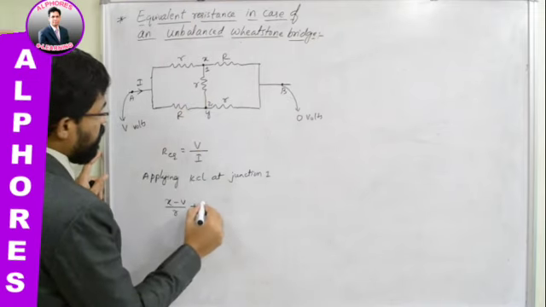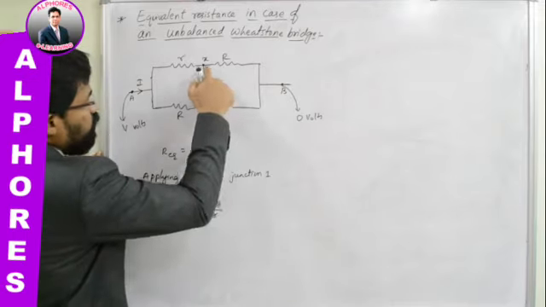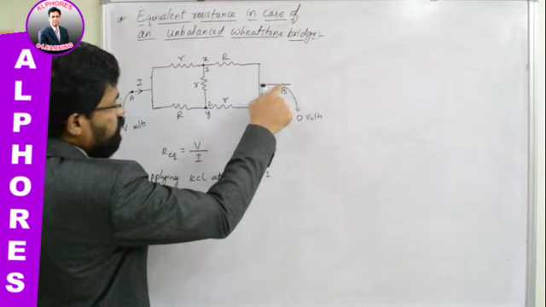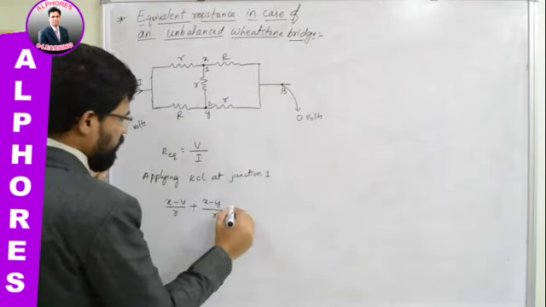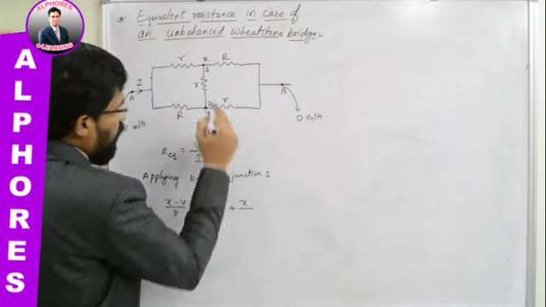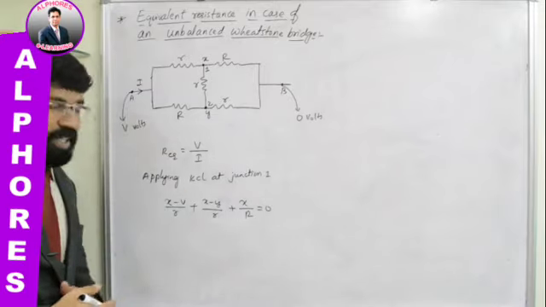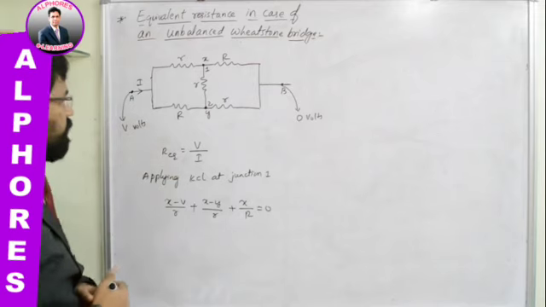Plus, through this branch also there will be current. The potential difference is X minus Y, by R. Through this branch also there will be current. The potential at this point is 0, and here it is X. So X minus 0, X, plus X by the resistance between these two points, capital R, is equal to 0. According to KCL, the algebraic sum of all the currents is equal to 0.